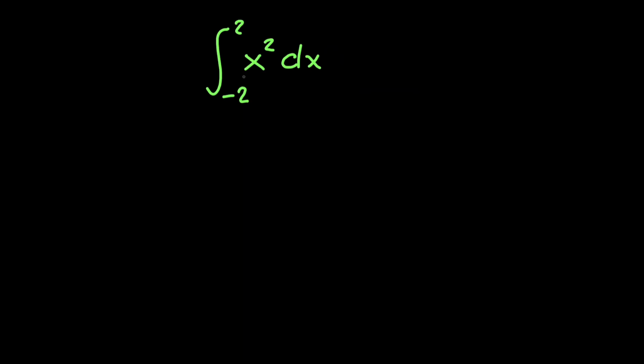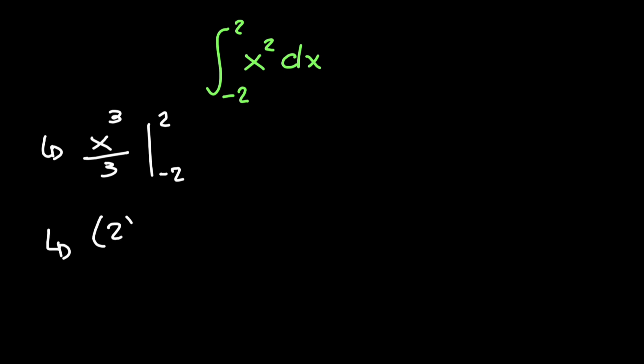The integral of x squared from 2 up to negative 2. So, take the integral of x squared first, which is equal to x to the power of 3 over 3, ranging from 2 up to negative 2. So, substitute it. This would be 2 to the power of 3 over 3 minus negative 2 to the power of 3 over 3.